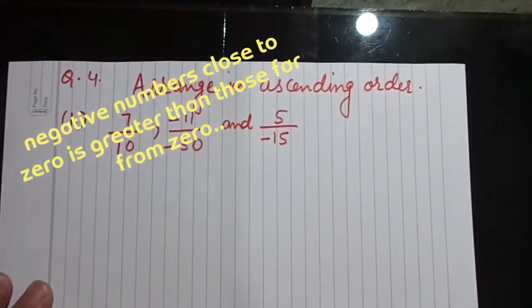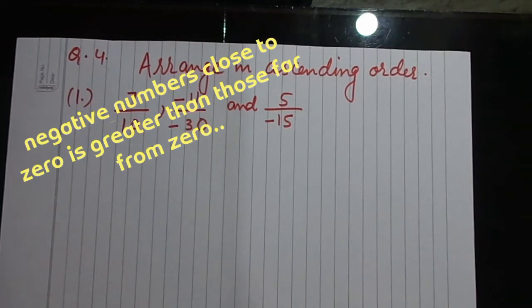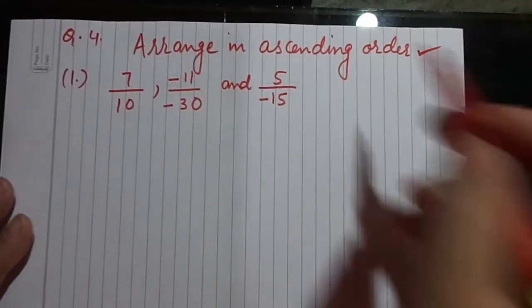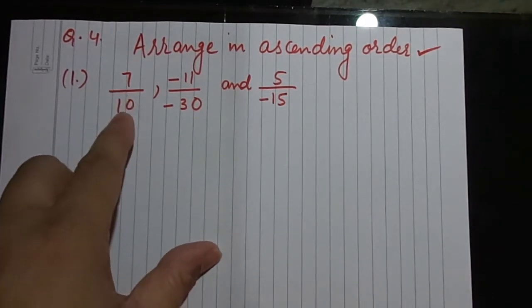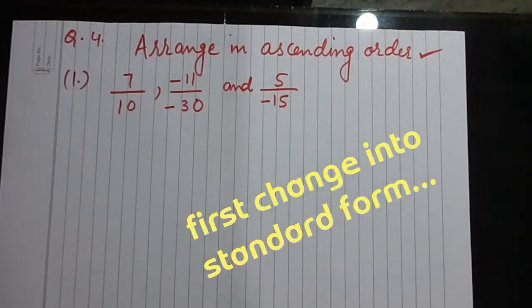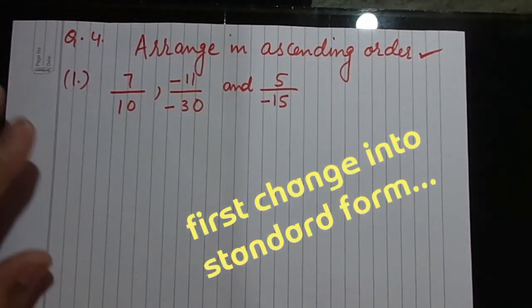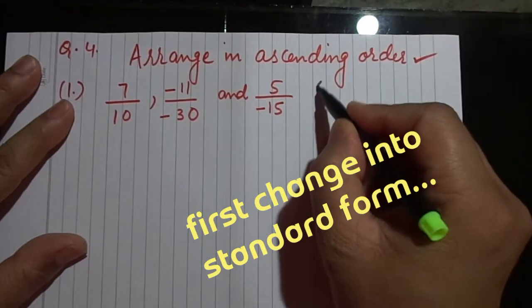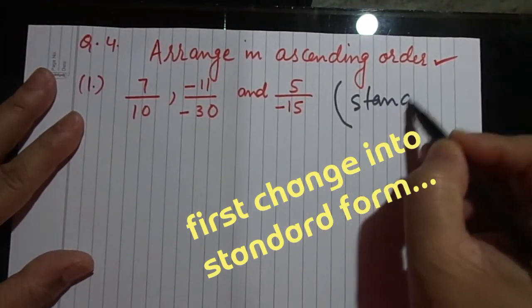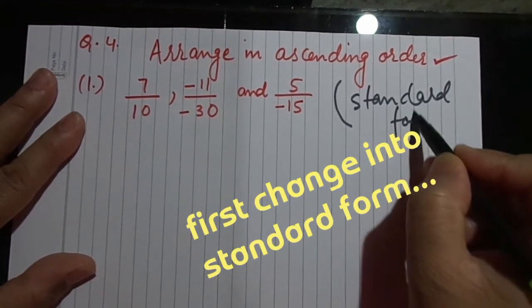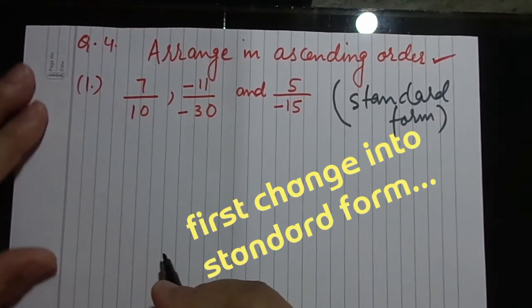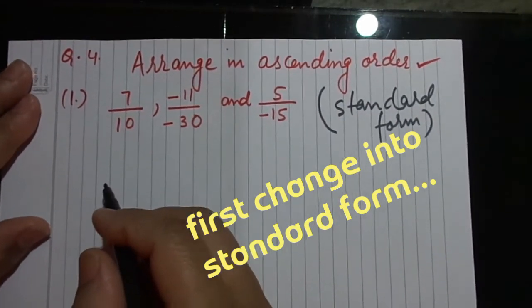We have now arrange, isn't it? Arrange in ascending order: 7 by 10, minus 11 by minus 30, 5 by minus 15. As I said, first you need to change it into standard form. So let me change into standard form, and then we shall rethink about it, what to be done.